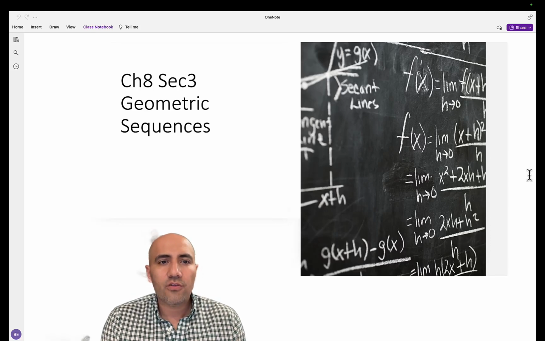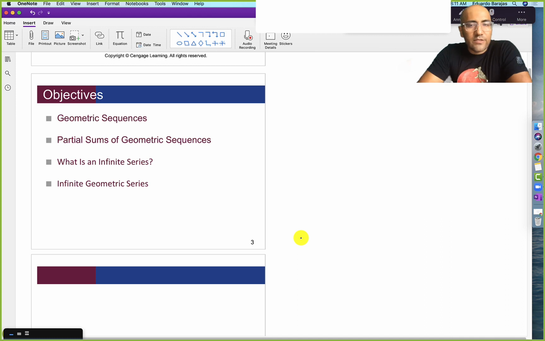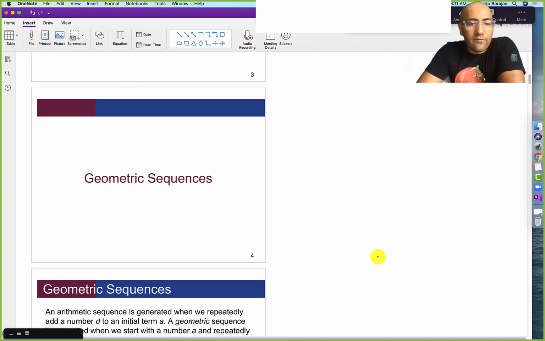Okay, Chapter 8, Section 3, Geometric Sequences. In this section, we'll cover what geometric sequences are, an introduction and an explanation. We'll look at partial sums of geometric sequences, define what an infinite series is, and then figure out what infinite geometric series are. Again, establishing a nice little pattern for them.